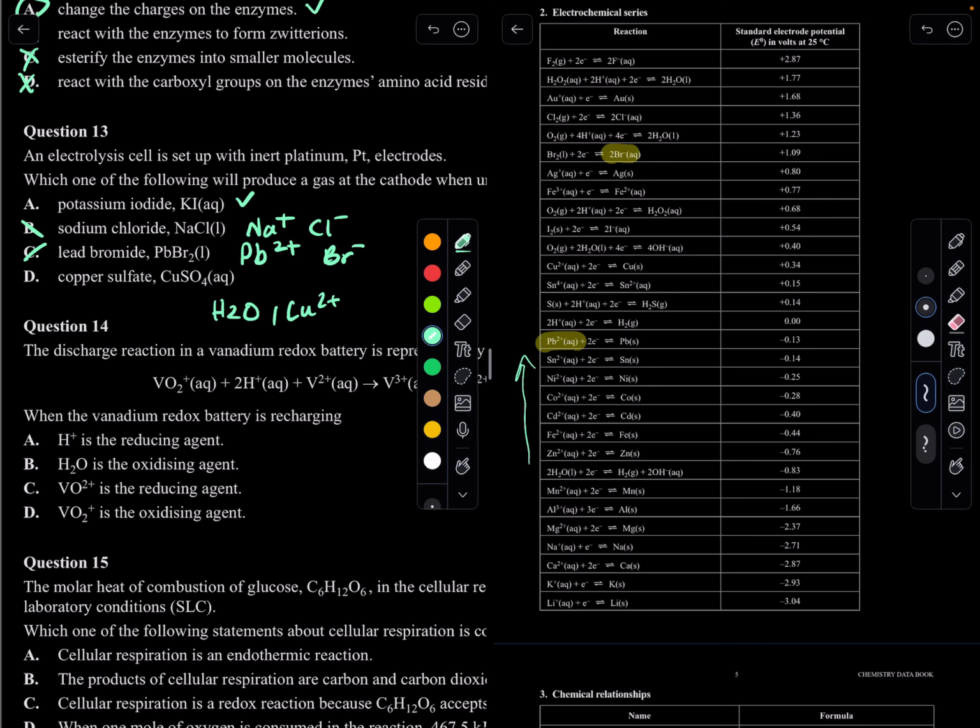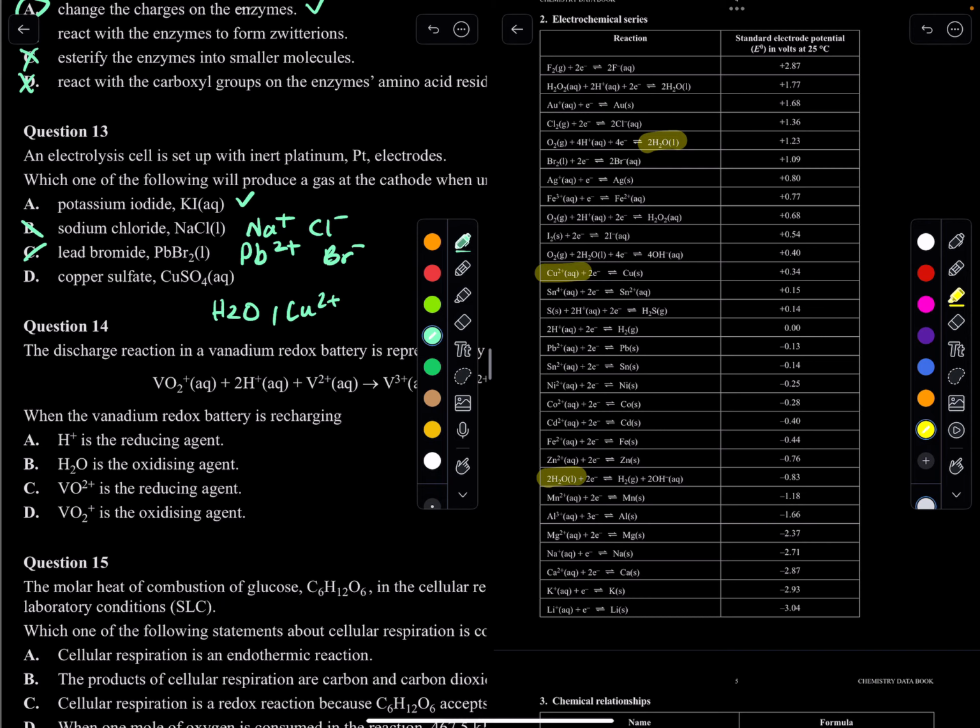Let's check if this one is. So we have water here, sorry. We have water, copper. Where are you, copper? There it is. So the strongest reducing one is on the left, and it's the highest, so here. And it'll form copper solid. No, not a gas. So only A is our answer.